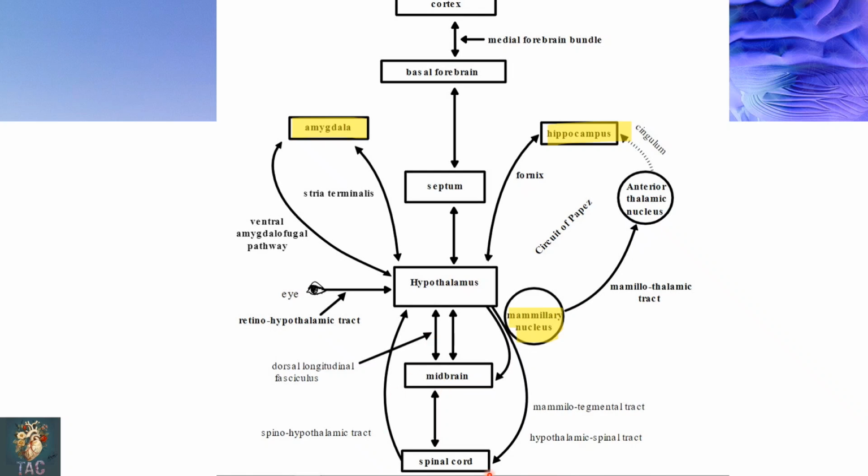Here again you can see the different pathways, like the dorsal longitudinal fasciculus through which it is attached to the midbrain, and another pathway where it is attached to the spino-hypothalamic tract and the hypothalamo-spinal tract. Via these two tracts, it is attached with the spinal cord via the autonomic nervous system. So it is part of the autonomic nervous system.